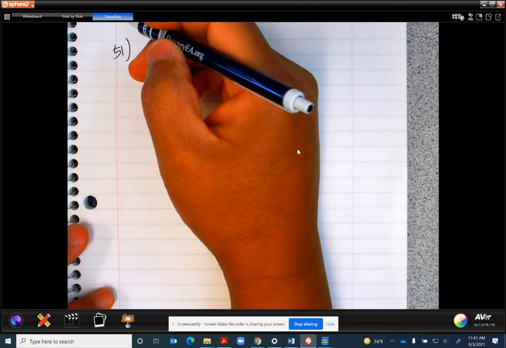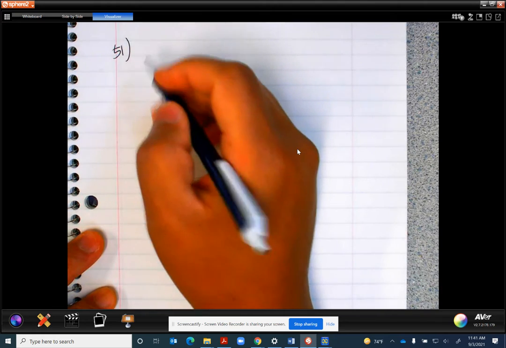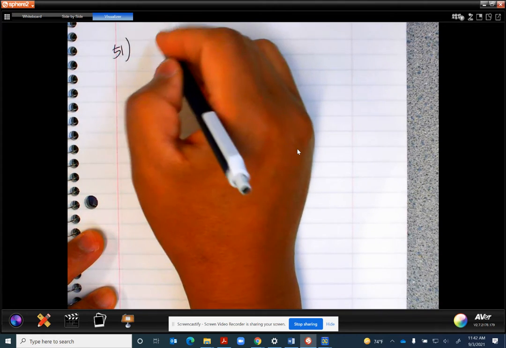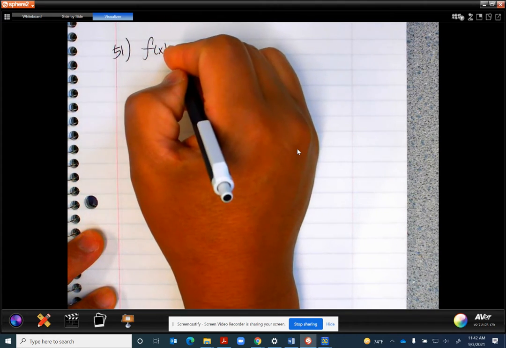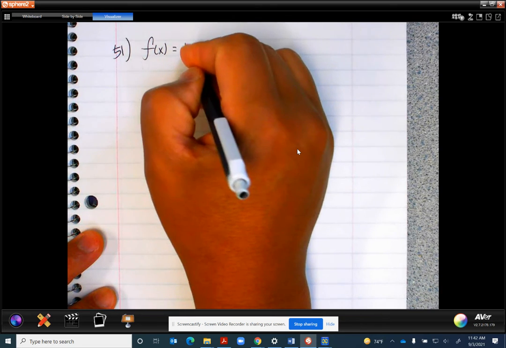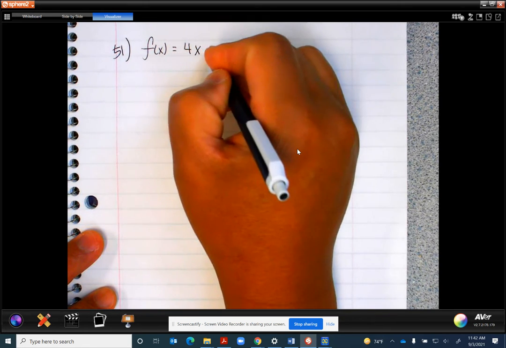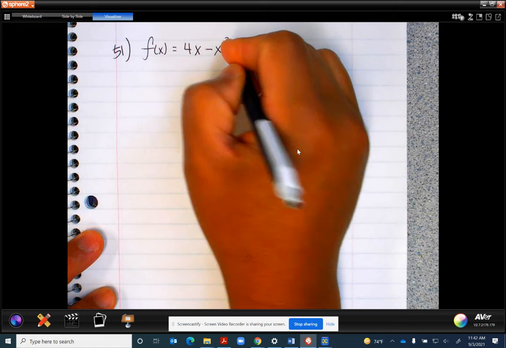Oh, that's a toughie one. Oh, yeah. I like this one. All right, so it says f of x is equal to 4x squared.